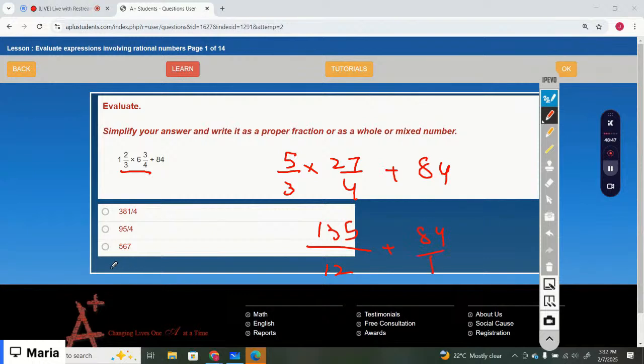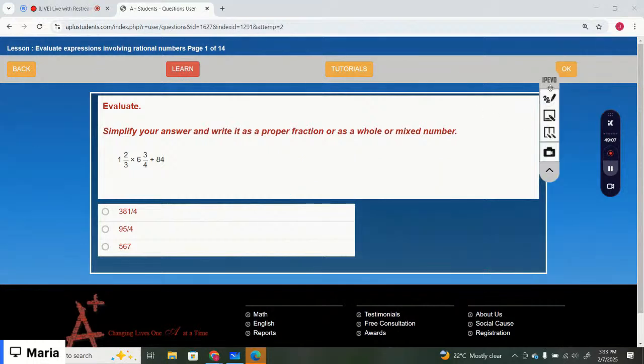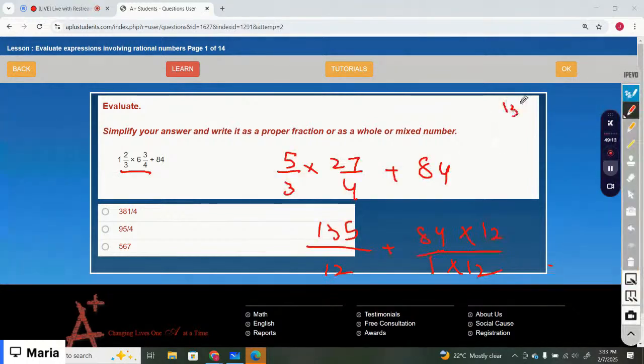Let's just make their denominator the same. So you have to multiply this fraction by 12 just to make their denominator the same, right? So 84 times 12 is 1008. So that is 135 over 12 plus 1008 over 12. So just add them. 135 plus 1008, that is 1143 over 12.